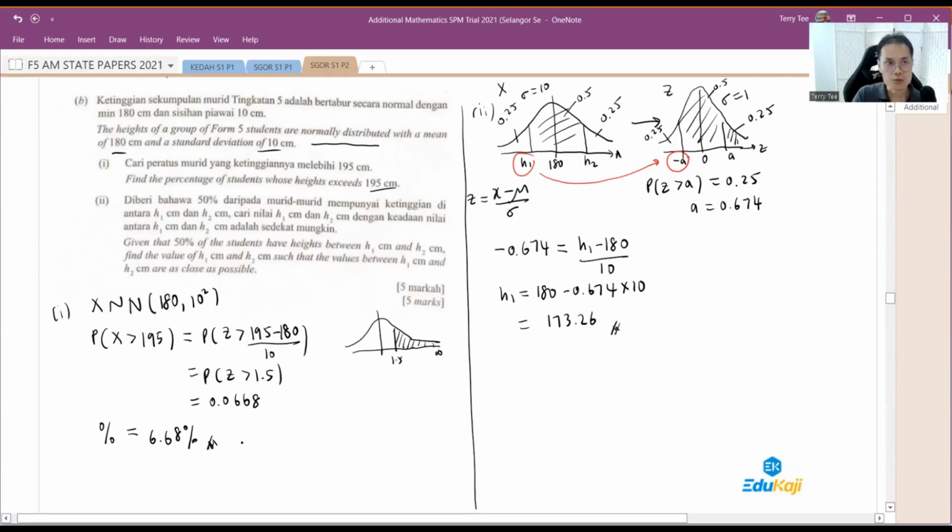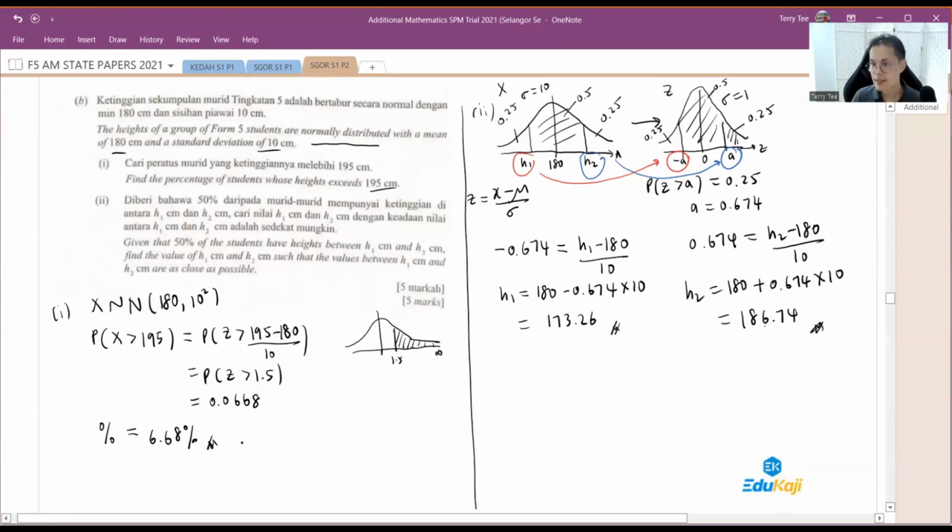Now, my H2 will be this. When I standardize this, I will get A. So 0.674, which is my A here, equals H2 minus mean, divided by standard deviation 10. My H2 is 180, instead of minus, this is plus 0.674 times 10. So we can write 186.74. Again, you can round off to 186.7. I hope this is not too difficult, right?